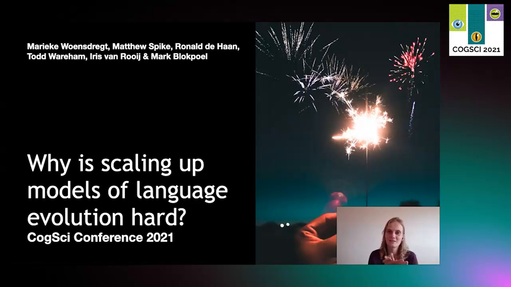I'll be presenting a theoretical analysis of a specific class of models of the cultural evolution of language. And specifically, we are interested in the question why it is hard to scale up these models. And what we find is that this specific class of computational models is intractable, and that has important theoretical implications for how we interpret the results obtained with these models.